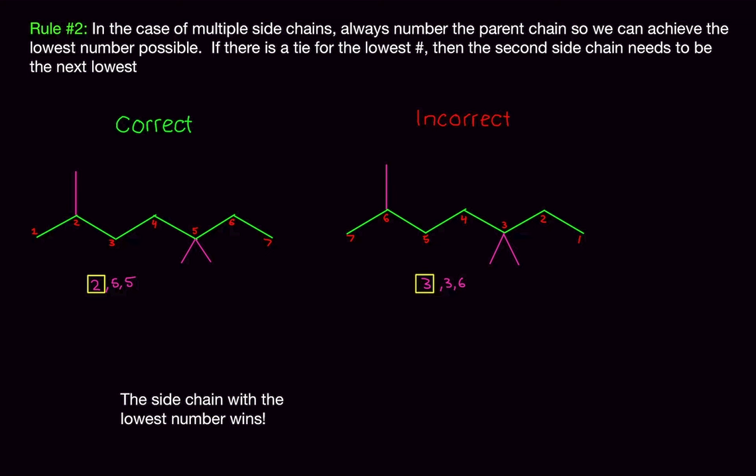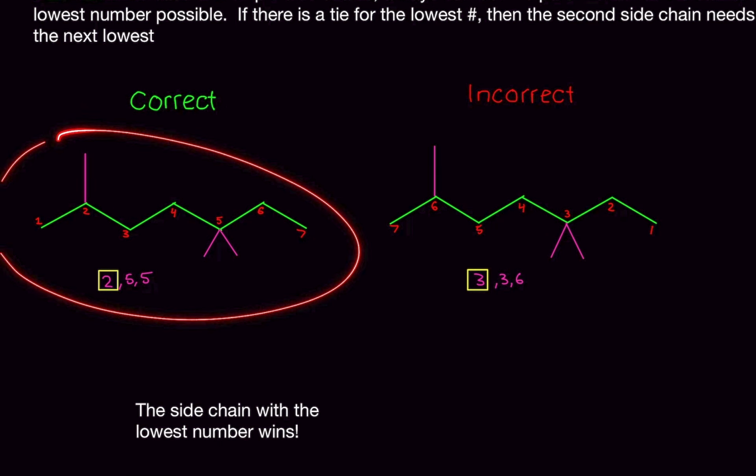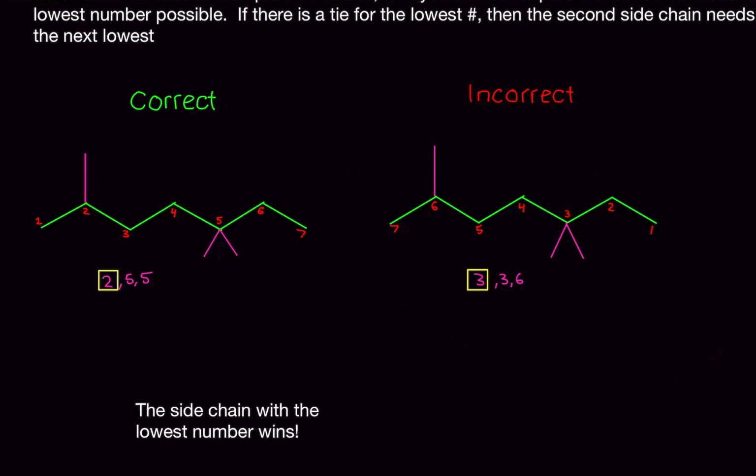Rule number two is if there are multiple side chains, the parent chain must be numbered to achieve the lowest number possible. And if there's a tie, the second chain needs to get the next lowest number. So let's break it down slowly. I know this is a little complicated. Here we have two exact same molecules. Here carbon 2 has a methyl group, and carbon 5 has two methyl groups. Here we have the same exact molecule, except now carbon 3 has two methyl groups, and carbon 6 has one methyl group. It's the same thing, I just numbered it differently.